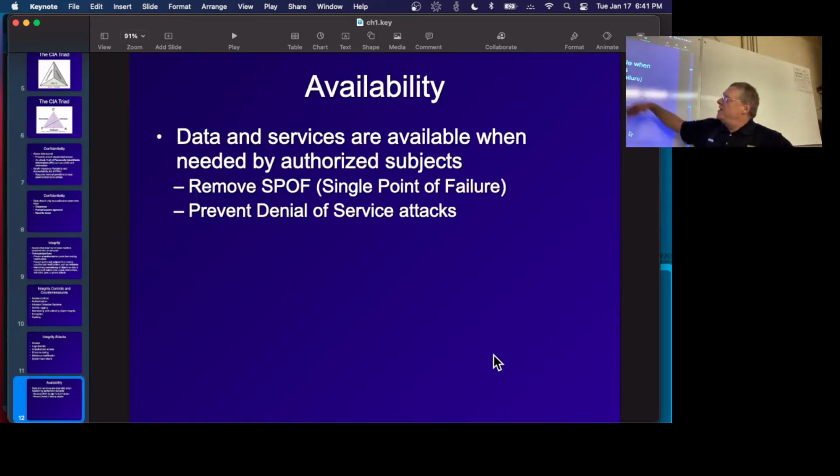So availability means that when authorized people try to get to the stuff they're supposed to use, they can get it. The server is up, the cables are working, the data is not corrupt, and so on. So to preserve availability, you remove single points of failure. You don't have just one ISP, just one server, just one switch, because when it breaks, you'd lose availability. And you also have to filter traffic to try to prevent denial of service attacks, which are deliberate floods of data trying to overwhelm your system and make them unavailable.